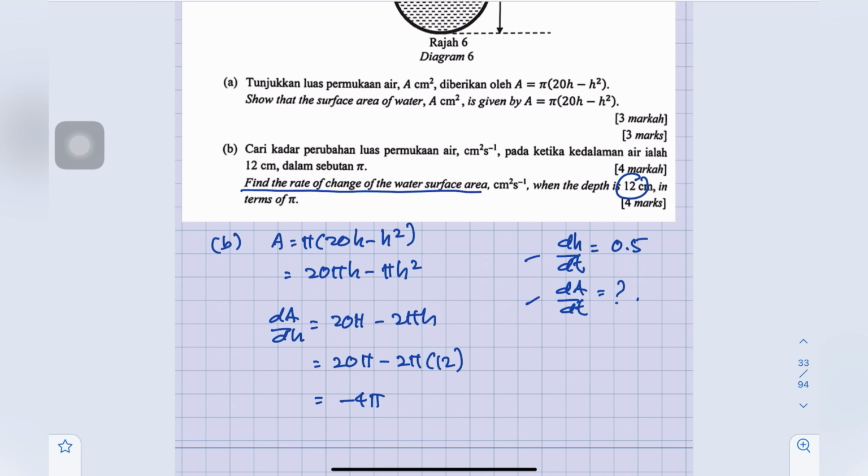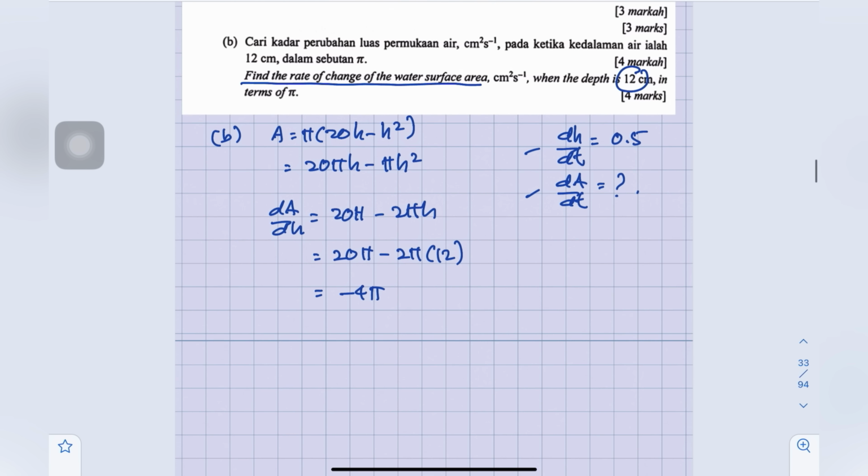Okay, so then to find dA/dt, we use the chain rule. dA/dt is dA/dh times dh/dt. Okay, so dA/dh is negative 4 pi. dh/dt is 0.5. So dA/dt is negative 2 pi.